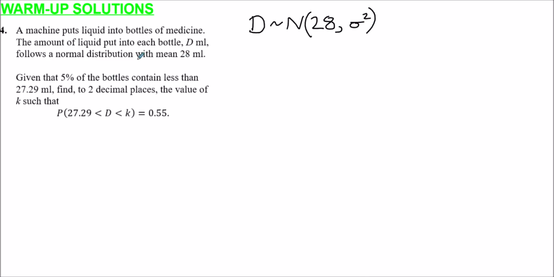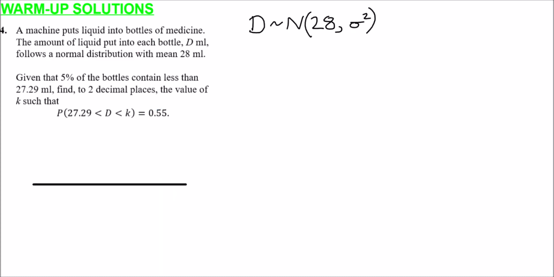Although we do know that 5% of the bottles contain less than 27.29 mil. So we need to find, to 2 decimal places, the value of some number k, such that the probability that the amount of medicine is in between 27.29 mil and k mils is 0.55. So at this stage, I think it's probably wise to just sketch out what we know already.